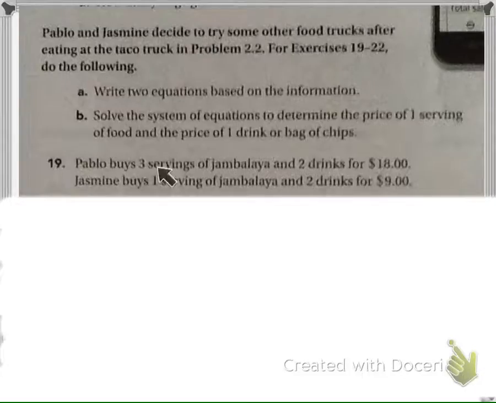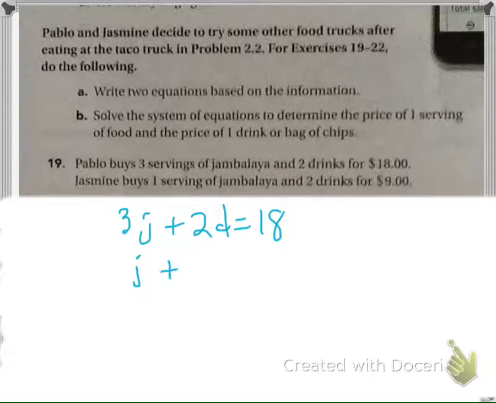So for 19, here's our situation. We have to write two equations, one for Pablo and one for Jasmine. Pablo buys 3 servings of jambalaya, so that's 3J, using J, plus 2 drinks, using D, equals $18. Now Jasmine does 1 serving of jambalaya, so that's just J, plus 2 drinks, that's 2D, equals $9.